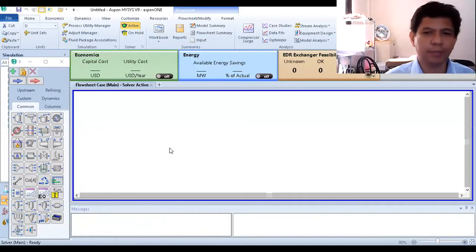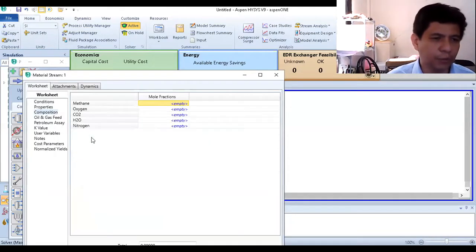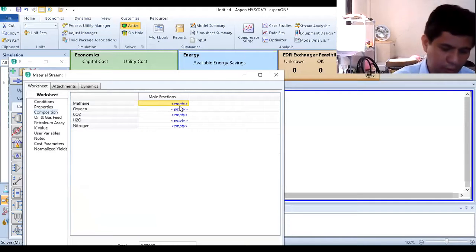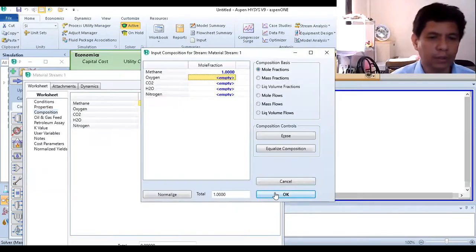Okay. So in the simulation, just drag a material stream. Okay, so this one is for methane. So just double click this to enter the composition. So for the composition, methane, it's 100% methane. Just click 1 for methane. Okay.